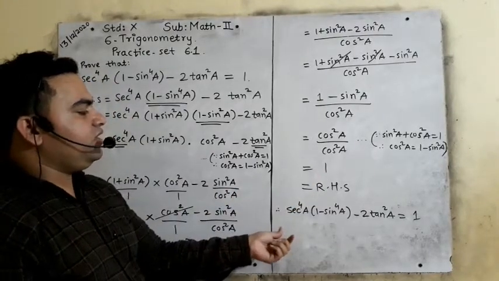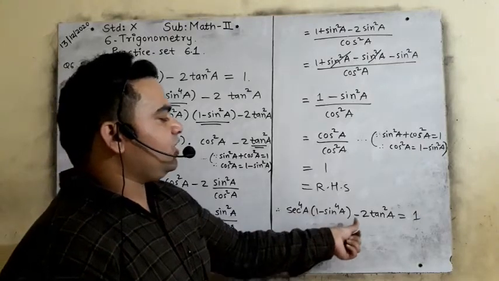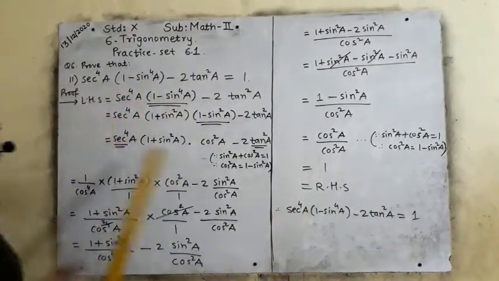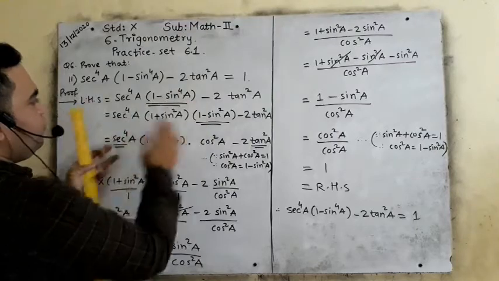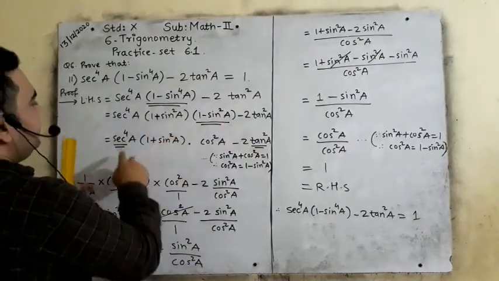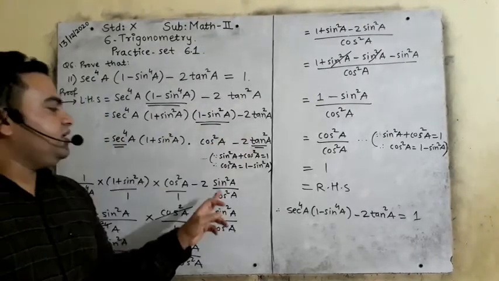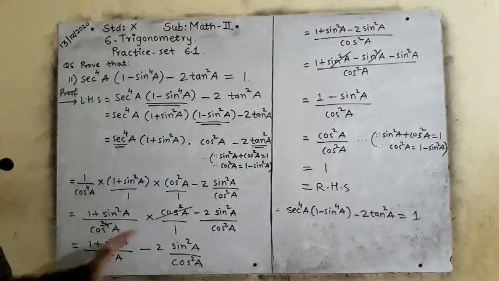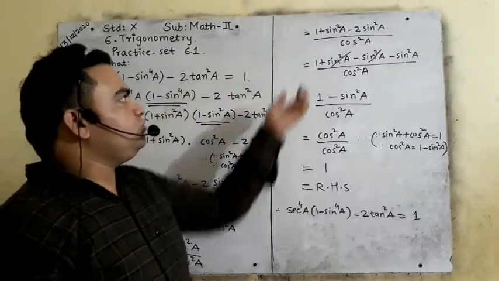We have to prove over here sec raised to 4a multiplied by 1 minus sin raised to 4a minus 2 tan square a is equal to 1. So this is how we have to solve. This we will split. We will open this 1 minus sin raised to 4, 1 plus sin square a, 1 minus sin square a. Then in place of sec we will write 1 upon cos, in place of tan we will write sin upon cos, sin theta upon cos theta. Then we will do the multiplication and division, and then at last we will do the subtraction.